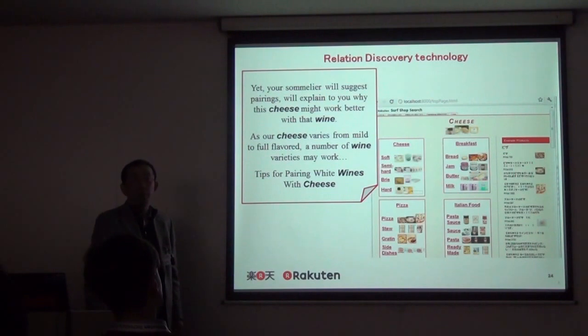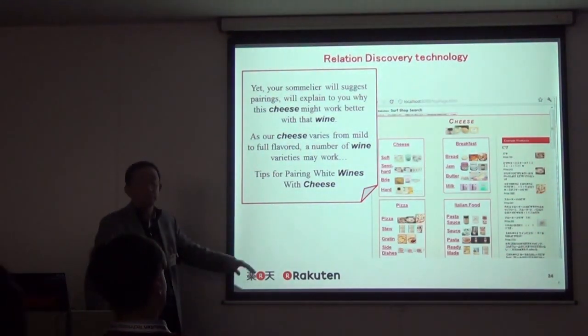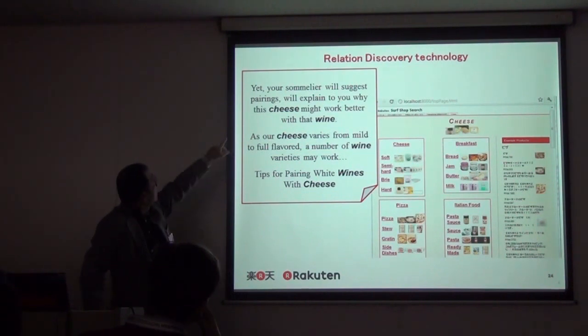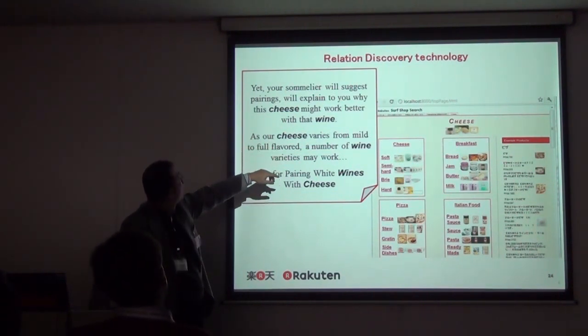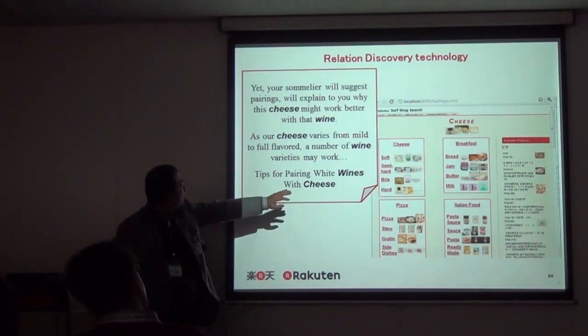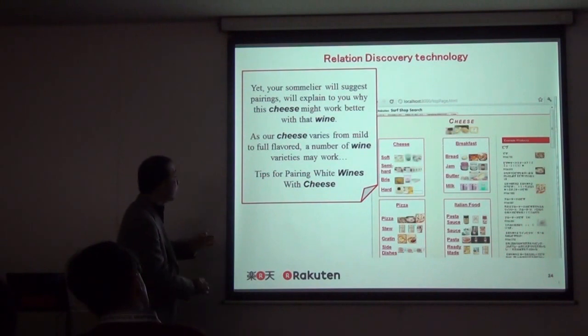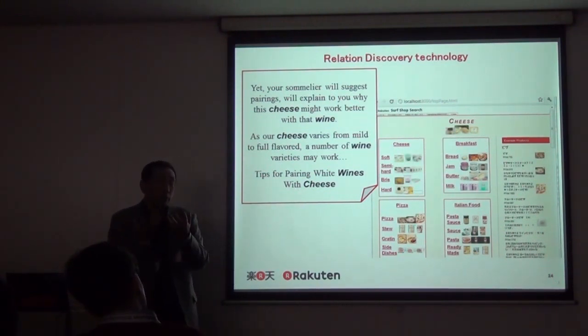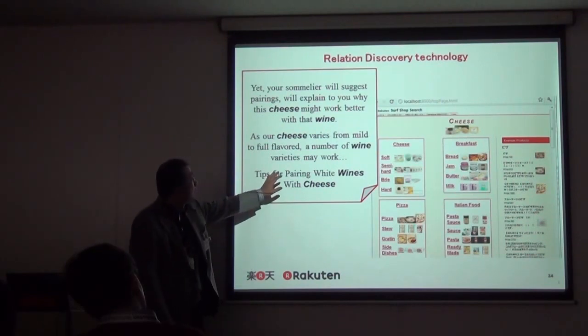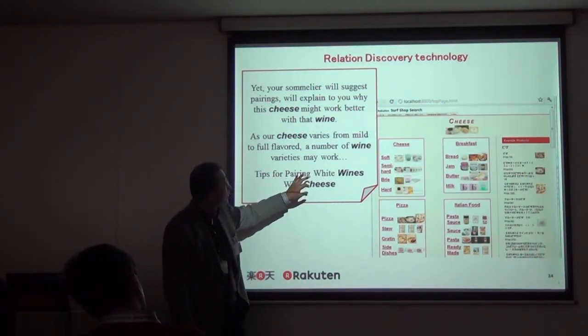Actually, we have 100 million products, and each of them has a description. And merchants really write what we want to know. In the first sentence, for example, this cheese might work better with that wine. Or cheese varieties from mild to full flavors, a number of wine varieties may work with the cheese. Or tips for pairing wine with cheese. So we can infer that cheese and wine have some relationship, association between them. So we use a technology called LDA, not explaining it, but then we can find the co-occurrence and we can group them.